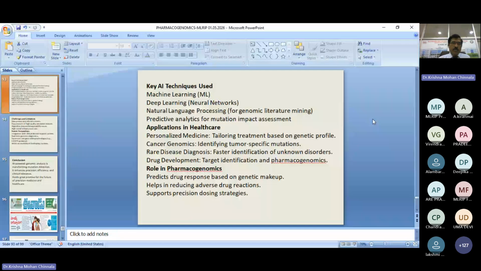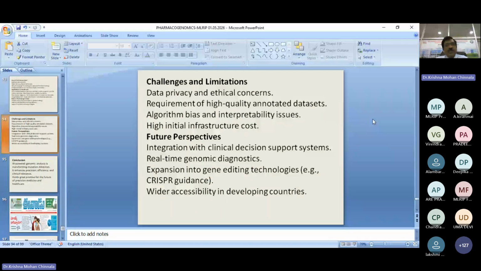Role in pharmacogenomics: it predicts drug response based on genetic makeup, helps in reducing adverse drug reactions, supports precision dosing strategies, which is very much important for us. And challenges and limitations: data privacy and ethical concerns, requirement of high quality annotated datasets, algorithm-based bias and interpretability issues, and high initial infrastructure cost.